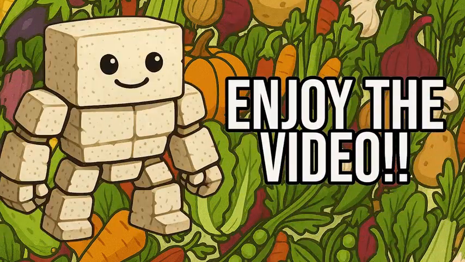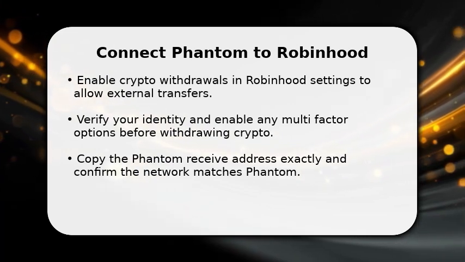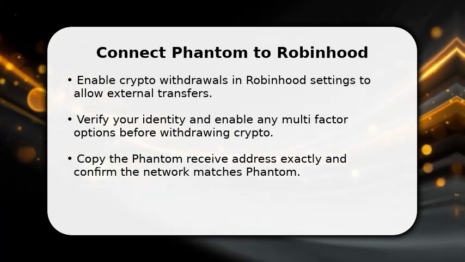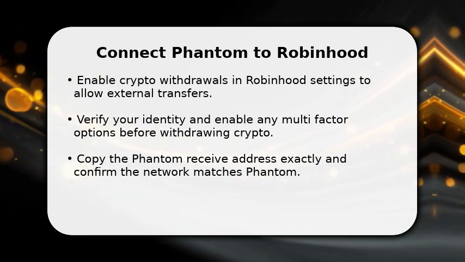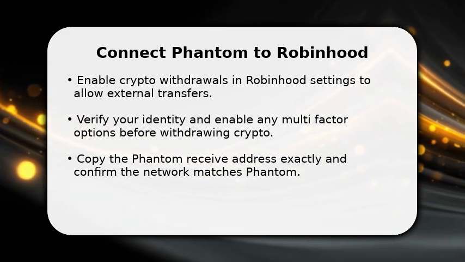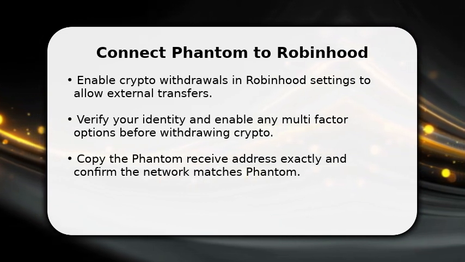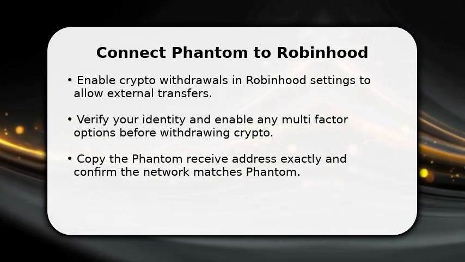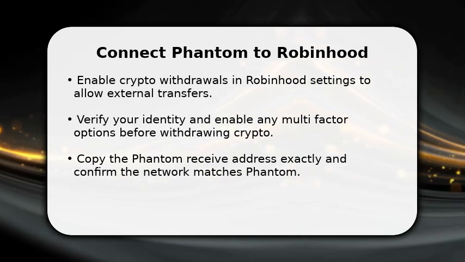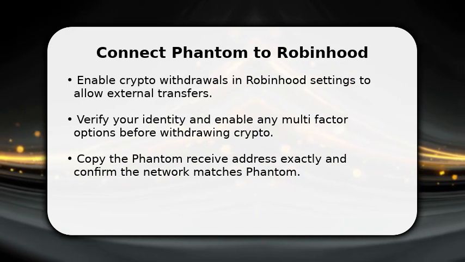Please enjoy the video. In this video, I will show how to use Phantom Wallet with Robinhood step by step. Enable crypto withdrawals in Robinhood, then open Phantom and generate a receive address for the asset you want to move. Paste that address into Robinhood withdrawal destination, double-check the network, and send a small test amount. Confirm receipt in Phantom, then proceed with larger transfers once you are confident everything worked.